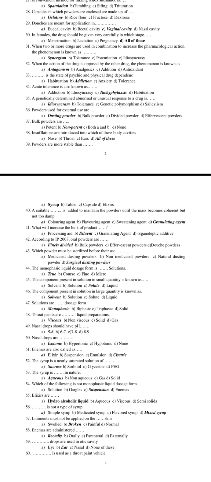Powder forms are more stable than syrups. A suitable dash is added to moisten the powder until the mass becomes coherent but not too damp. Granulating agent. What will increase the bulk of a product? Diluent. A diluent will increase the bulk or volume of a product.